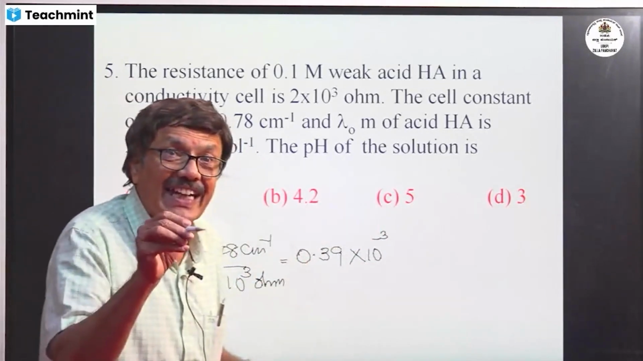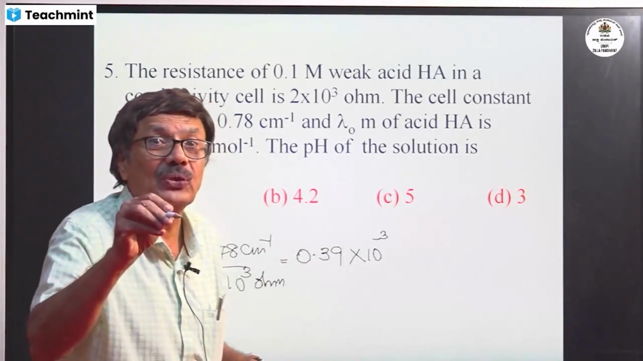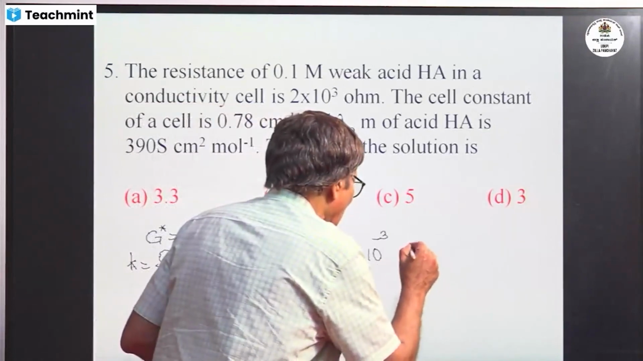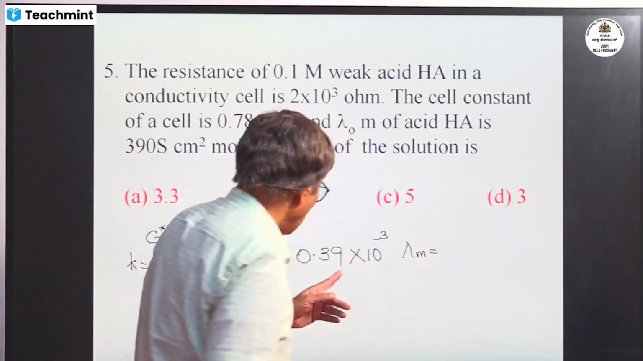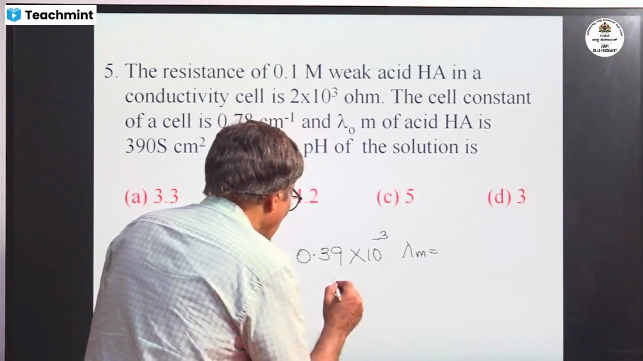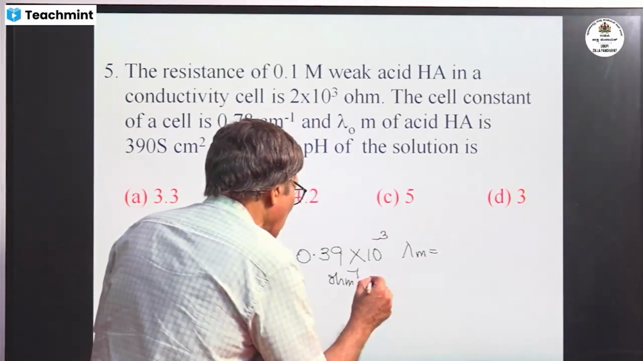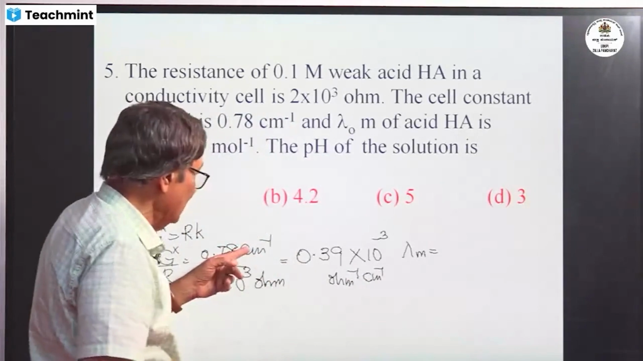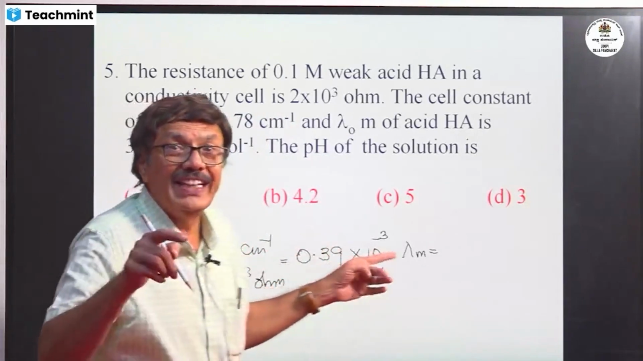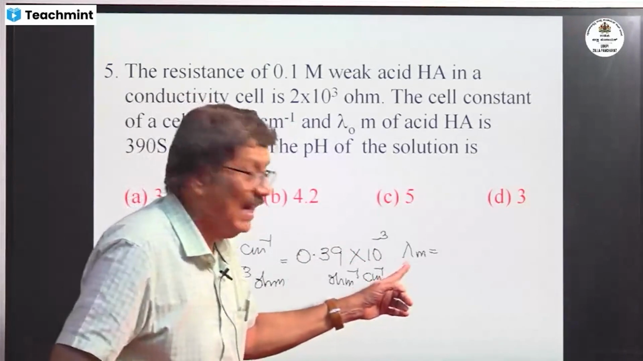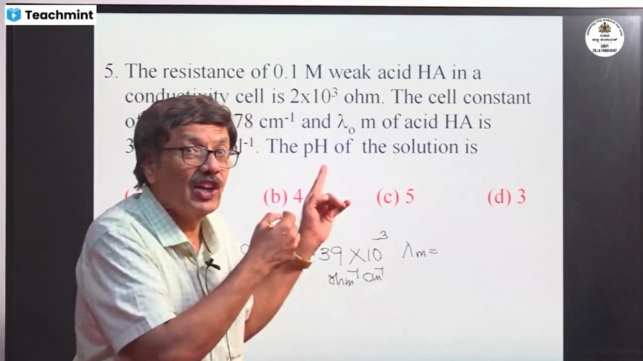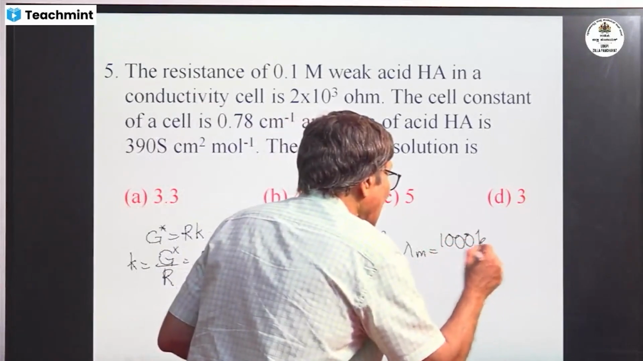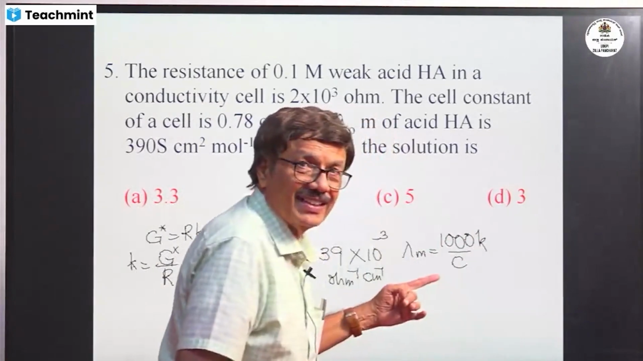Then from that conductivity, let us pass on to the molar conductivity, lambda m. The unit of K is per ohm per centimeter; when ohm goes to the numerator it is per centimeter. Now the lambda m formula, as we already solved in the previous one, is 1000 K by C.